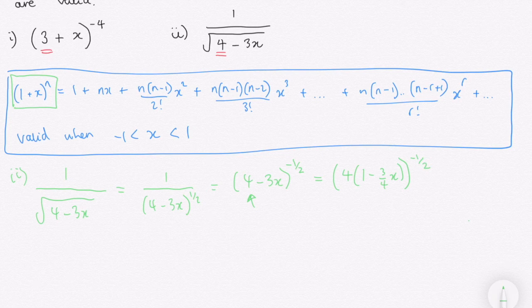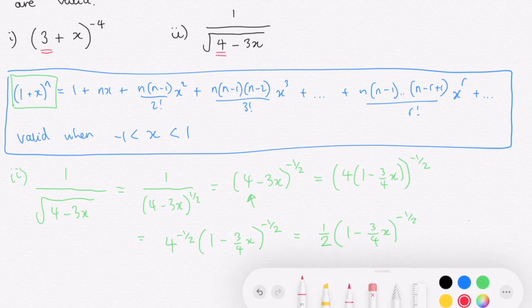Well, what is that equal to? Well, that is 4 to the minus a half, lots of 1 minus 3/4 of x to the minus a half. Well, actually, 4 to the minus a half is something we can find. 4 to the minus a half is a half, because it's 1 over the square root of 4. So this is just a half of 1 minus 3/4 of x to the minus a half.